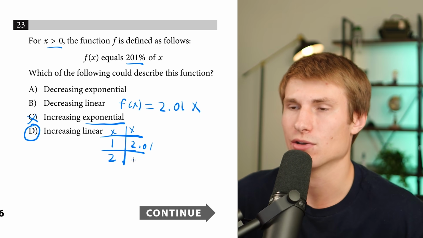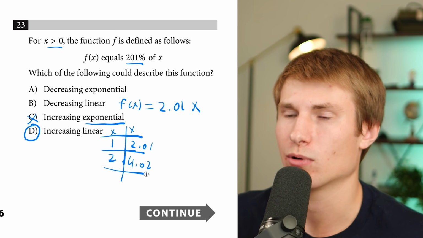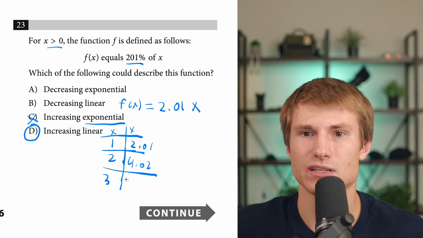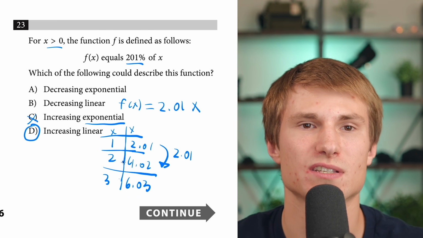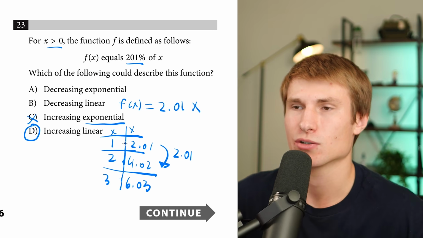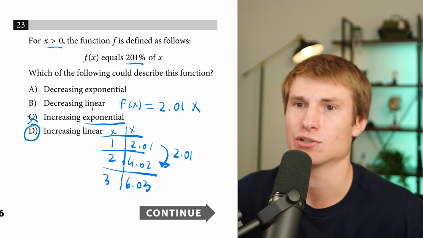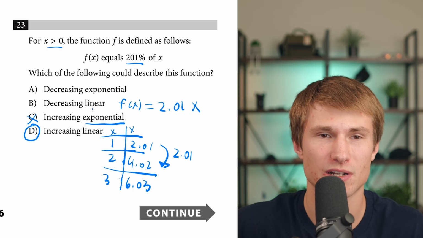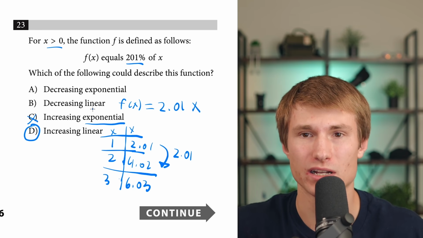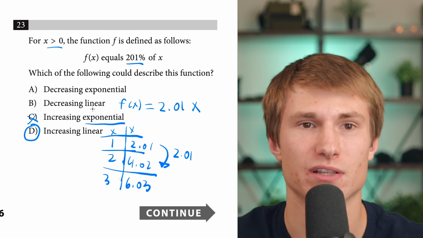Well, what's our y value when x is 2? That would be 4.02. Now, what about when it's 3? Then it'd be 6.03. And as you can see, each time we are increasing by 2.01, so this is linear increasing. If you see a question like this on the SAT, don't fall for the misconception of it being exponential when it's actually linear. And if you want something to help you figure out if it is exponential or linear, try making a table with 3 values and that should help you figure it out.